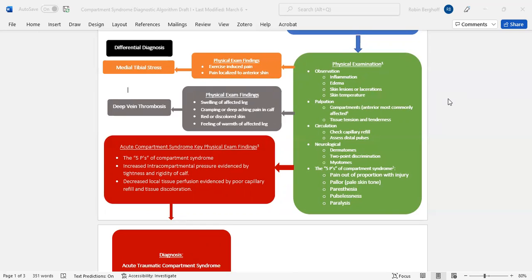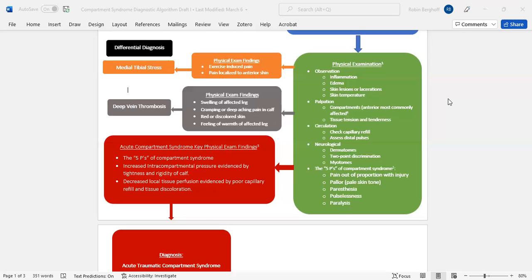From those top three things of the physical examination, there are certain things that may steer you towards a differential diagnosis. If they're reporting that they have pain that's only induced with exercise, and they can pinpoint that localized pain along the anterior shin, that may lead you to a differential diagnosis of medial tibial stress syndrome.